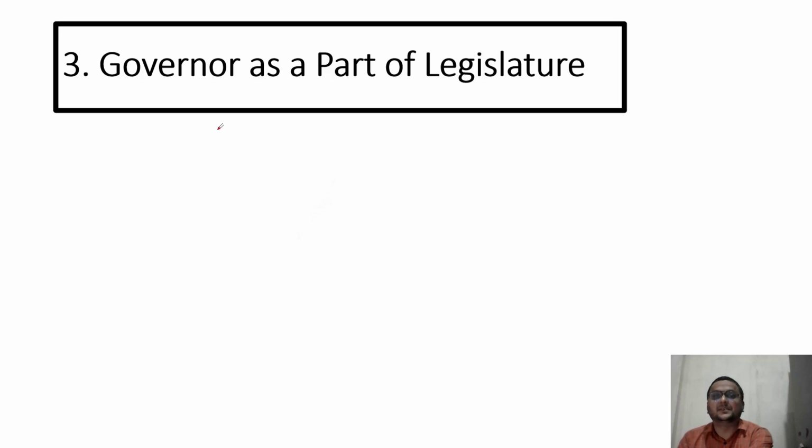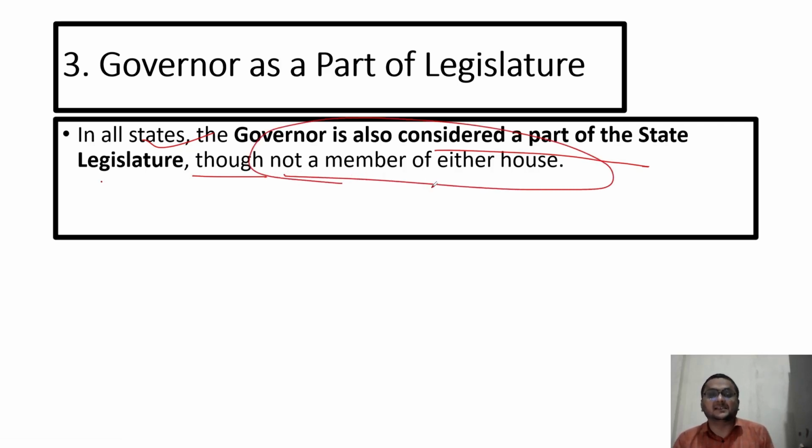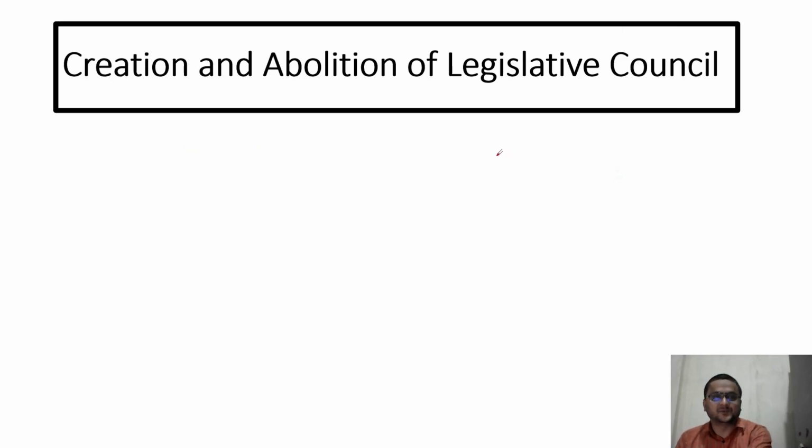Now let's discuss the governor as a part of the legislature. In all the states, the governor is also considered a part of the state legislature, the same way the President is an integral part of Parliament. In the same way, the governor is considered an integral part of the state legislature. Although the governor is not a member of either house, not a member of the State Legislative Assembly or the State Legislative Council, the governor is part of the state legislature.